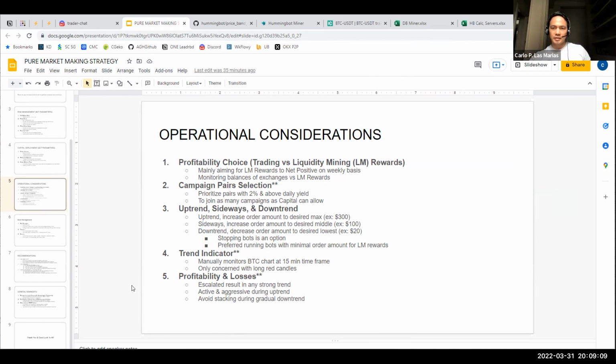Would you rebalance native tokens to dollars or tether, or just whatever you receive goes as is?